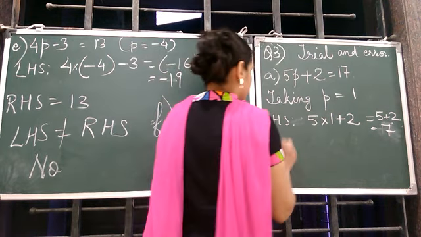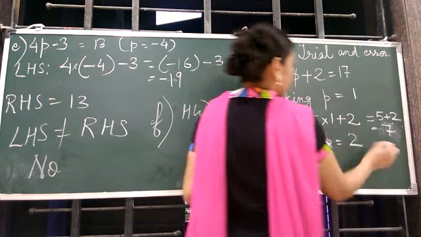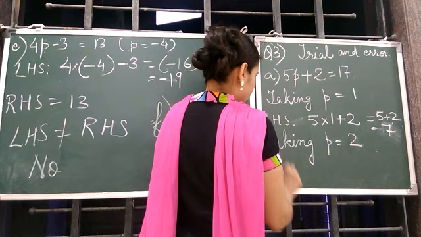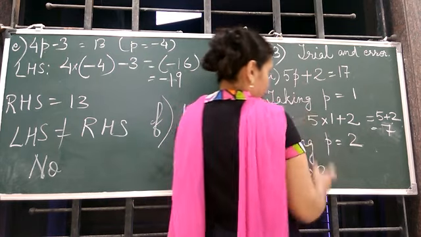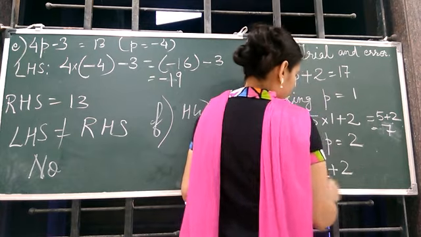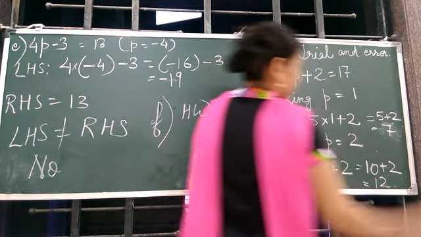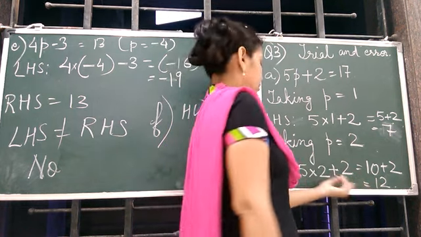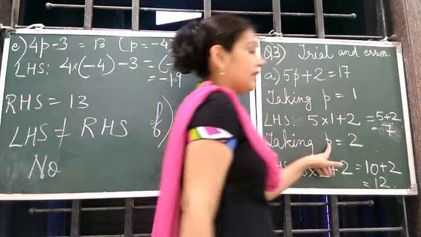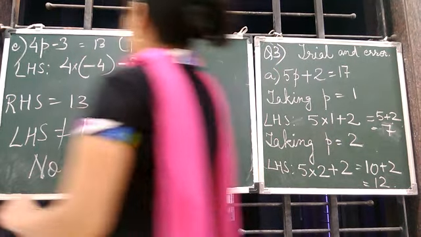That is taking p is equal to 2. Next number is 2. LHS: 5 into 2, p की जगह पे हम 2 डाल देंगे, plus 2. 5 2s are 10. 10 plus 2 is equal to 12. Match किया? नहीं. So we tried but again error. So now we take the next number. What should be the next number according to you? 3.